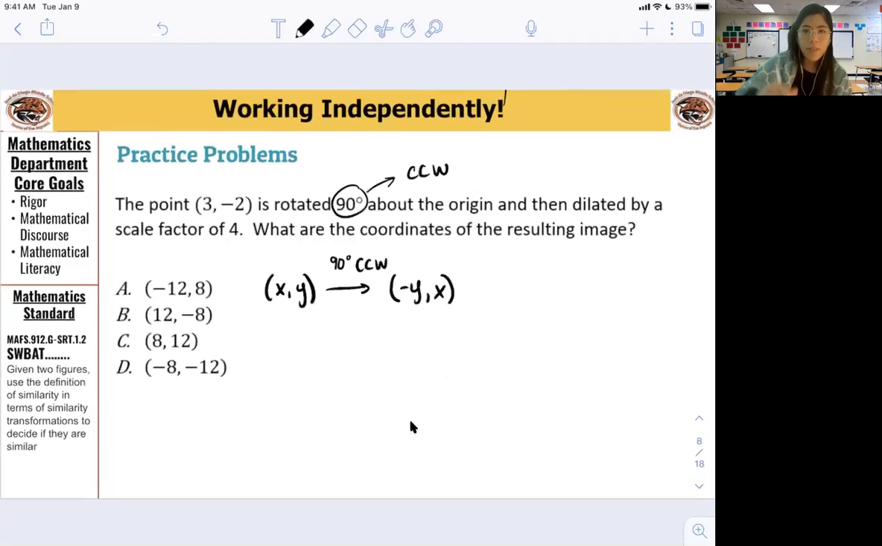So first you have that, and then you have dilation by a scale factor of 4. So k equals 4. So am I multiplying by 4 or dividing by 4? Multiplying.